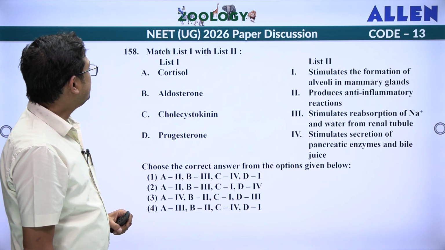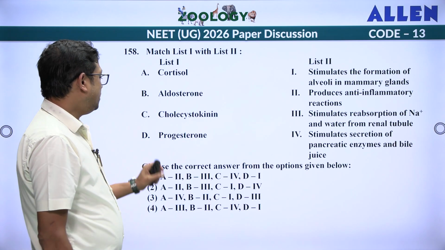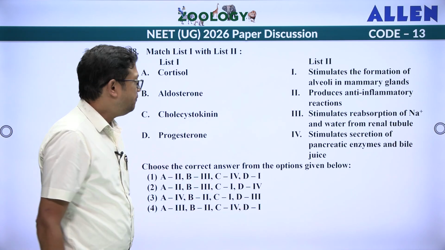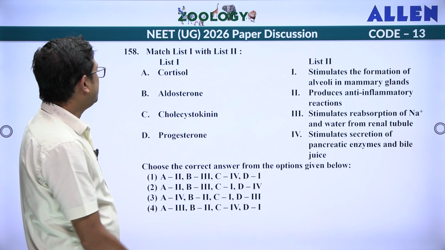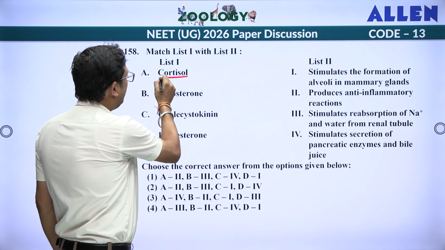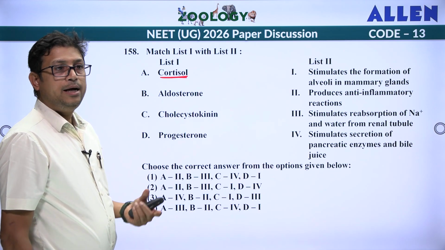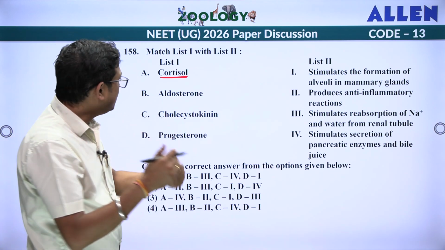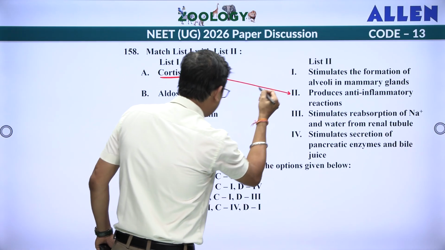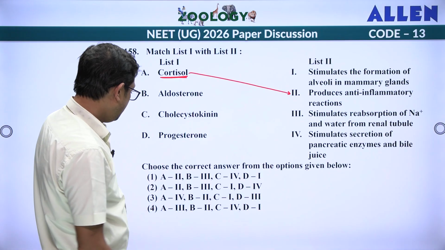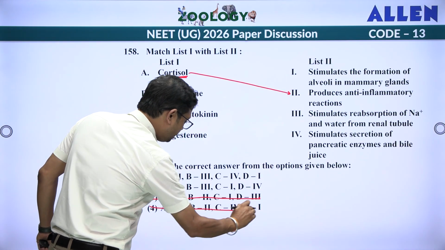Next, match the list. Cortisol, aldosterone, cholecystokinin and progesterone. These are the hormones and their effect. So cortisol. Cortisol is what? Stress hormone, and it reduces inflammation. It has some anti-inflammatory effect. It reduces WBC but increases RBC. So it produces anti-inflammatory reaction. Okay, A is 2. How many options have A as 2? 2 options. So I have to eliminate B, third one and fourth one.